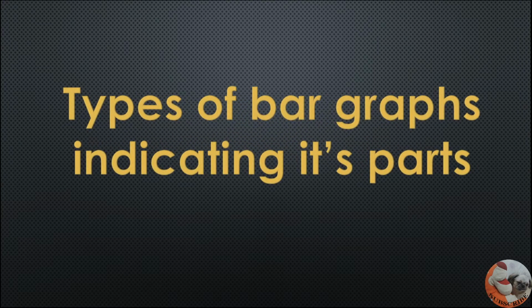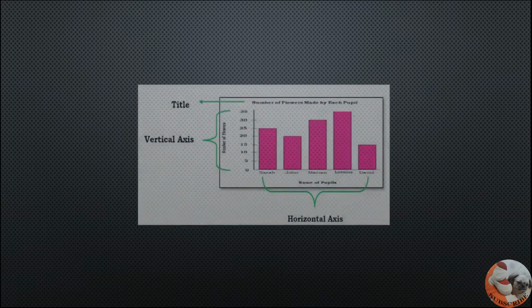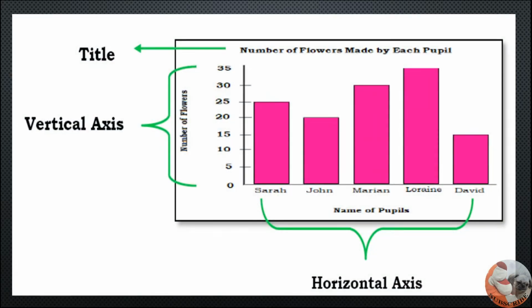Here are the types of bar graphs indicating its parts. This is a single vertical bar graph. Here, this part is called the title. This is the vertical axis, and this is the horizontal axis.